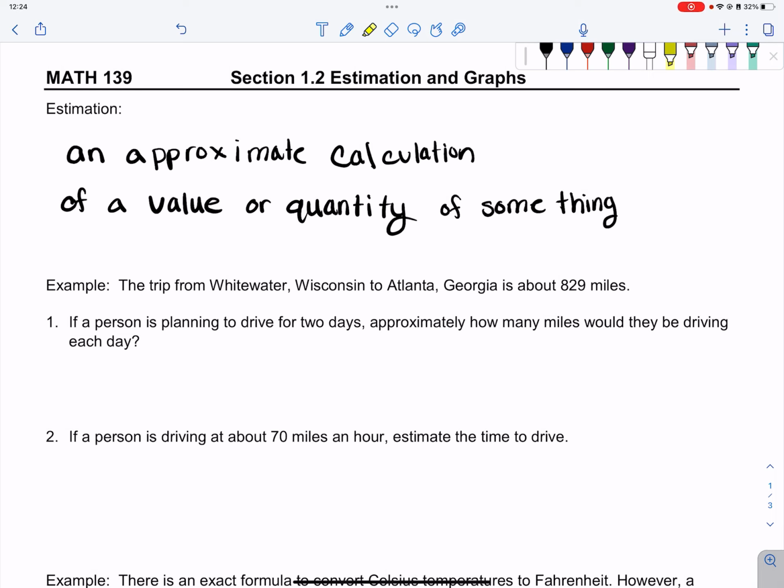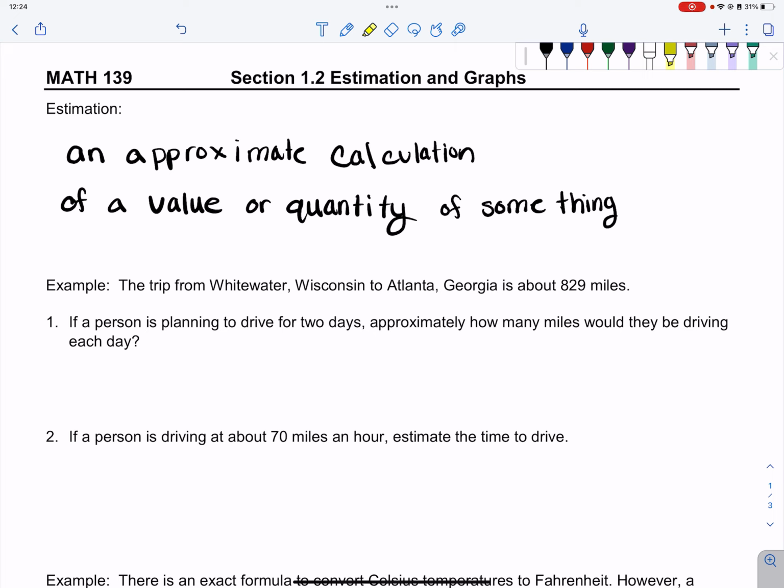An estimate is essentially an approximate calculation of a value or quantity of something. Basically, it's a rough guess at what the size of the number should be. A lot of times this is helpful when it's not necessary to note the exact answer, and we just need to know approximately what the answer would be. So we're going to work through two examples here with estimates.